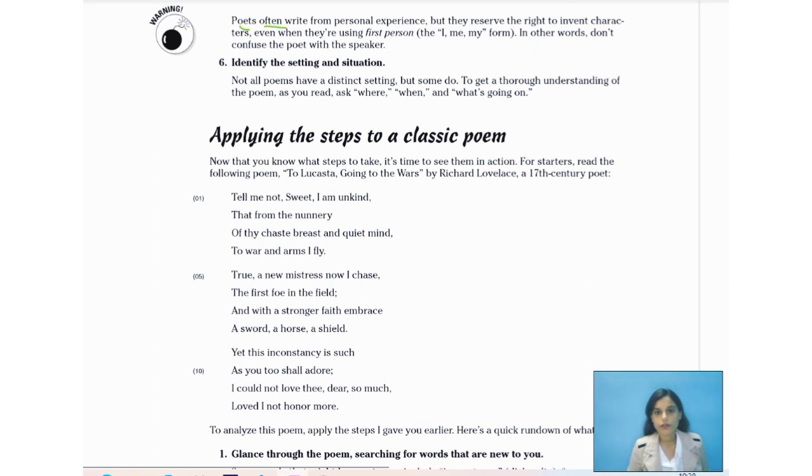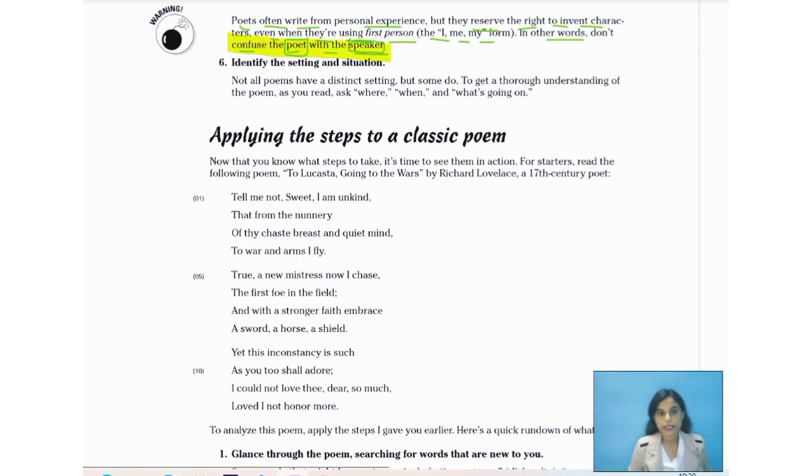Now, poets often write from personal experience. Yes, of course, poets have that kind of thinking power that they can add their own imagination as well as their own personal experience and then frame a very good poem. But they reserve the right to invent the characters even when they are using first person. That is I, me, my forms. In other words, don't confuse the poet with the speaker. So one is the poet, another is the speaker. Both are not the same. Remember this, do not confuse the poet with the speaker.